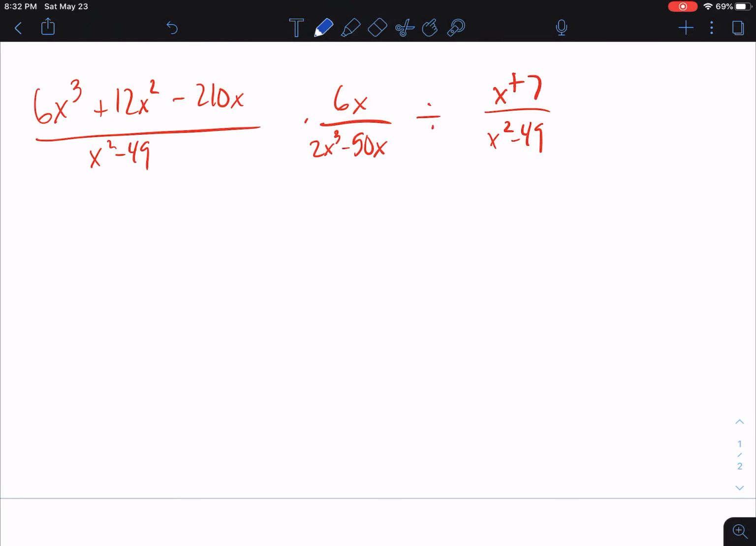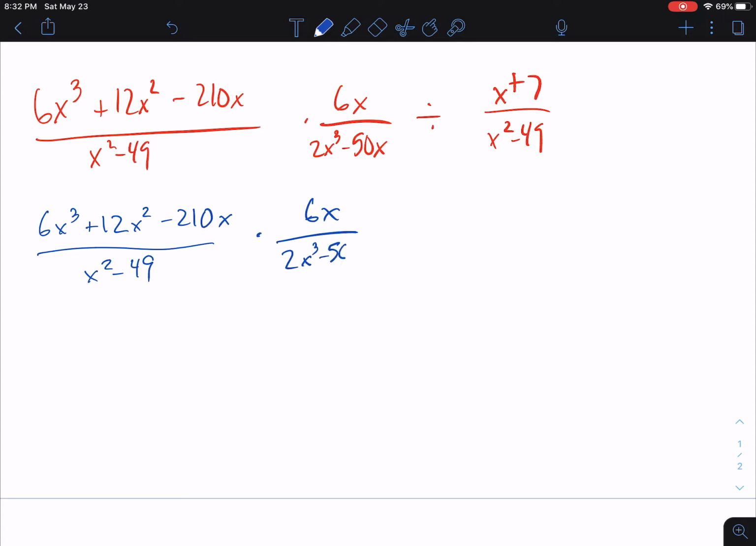Okay, so keep the first fraction as is, so 6x to the third plus 12x squared minus 210x over x squared minus 49, times the flipped fraction: 6x over 2x to the third minus 50x, times x squared minus 49 over x plus 7.